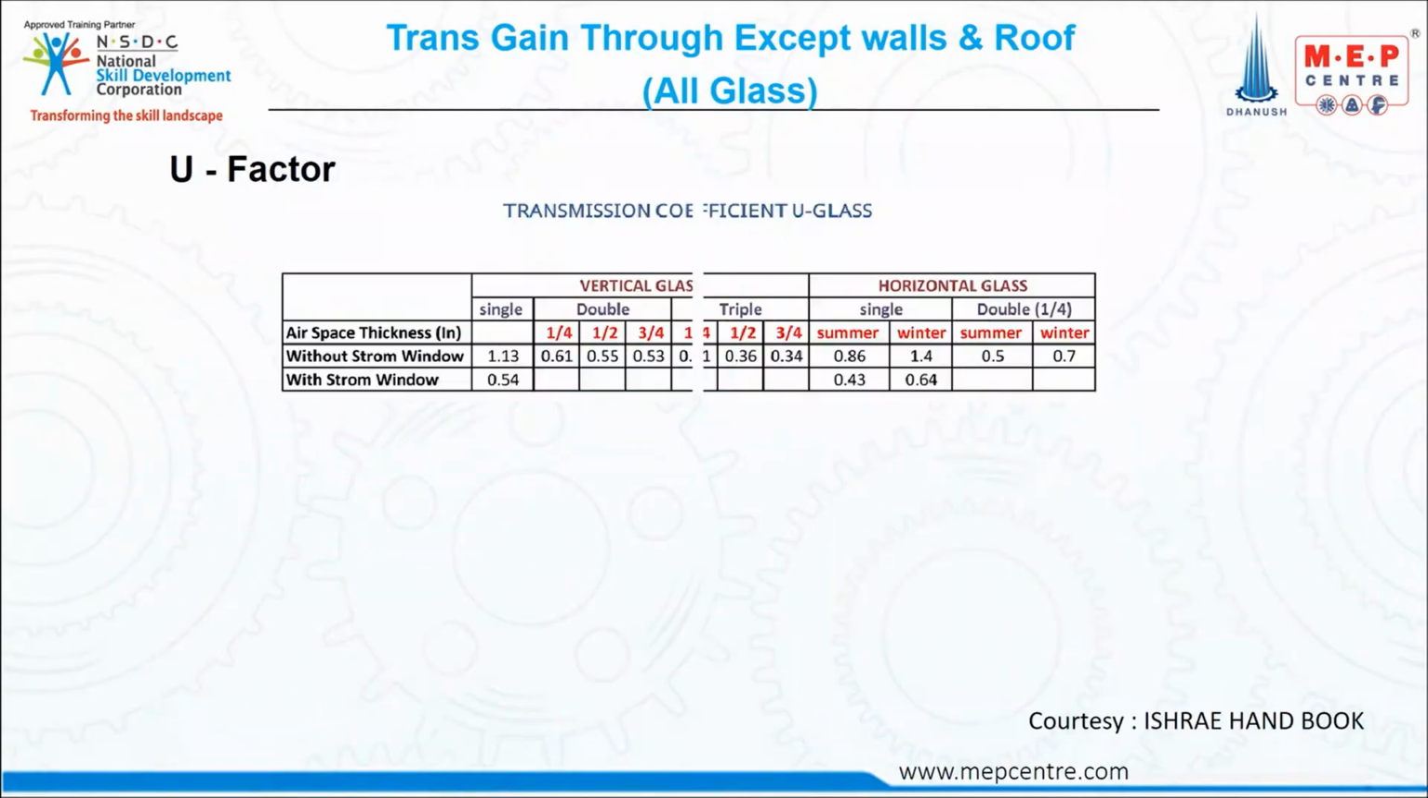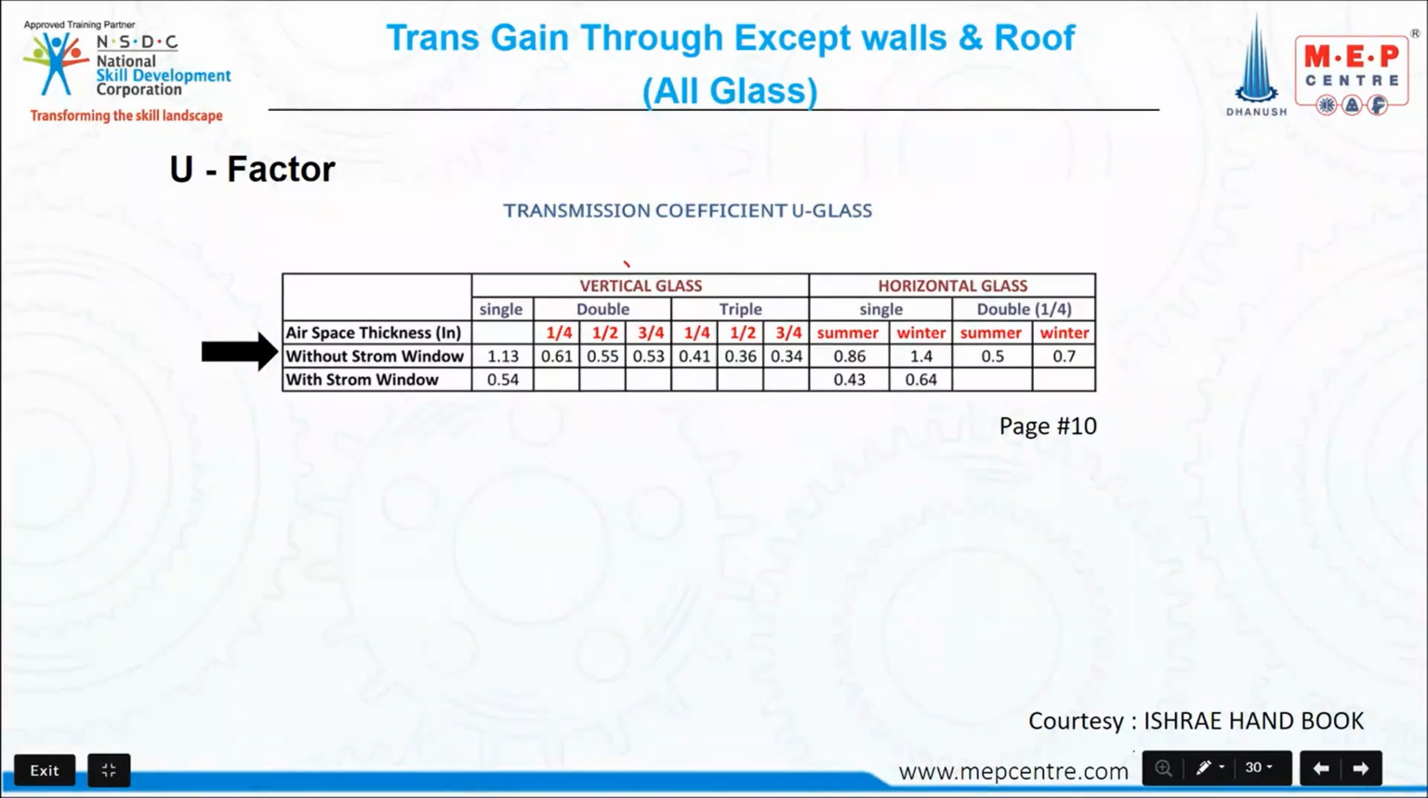Next, U factor. In this case, for U factor we need to go to page number 10. From page number 10, a window glass can be vertical or horizontal. In a window the glass is vertical. So we consider vertical glass without storm. Without storm.